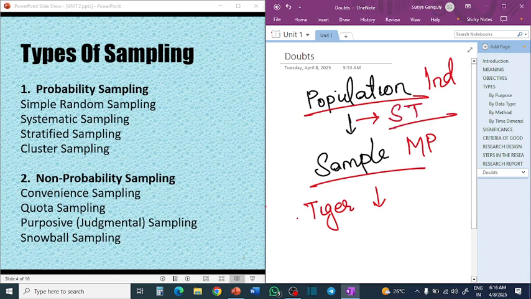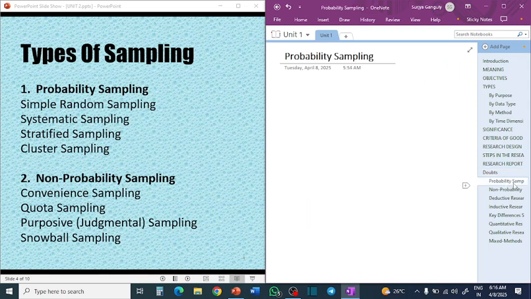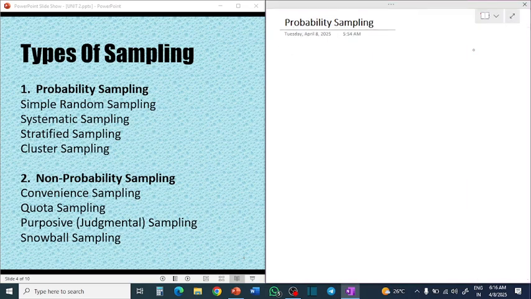So what are the sampling techniques? Sampling techniques can be divided into two parts. One is probability sampling and the other one is non-probability. If we talk about probability sampling in simple terms, it means random samples. So randomly if we pick out our sample, it will be known as probability sampling. So first type of probability sampling is simple random.